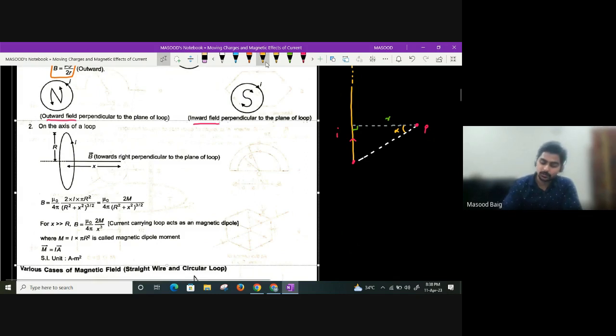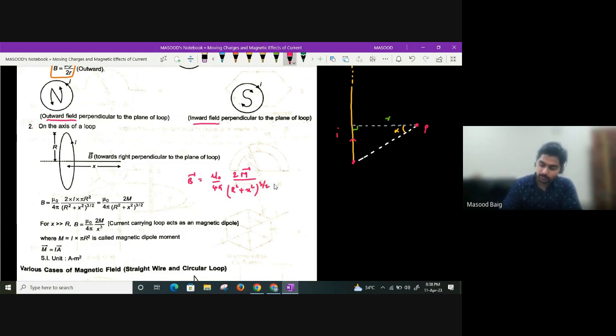So on the axis of the loop, the magnetic field, if I write it in vector form, I'll get it as mu naught by 4 pi, 2m bar divided by r square plus x square whole power 3 by 2. This will be the magnetic field at an axial point. And please do remember, magnetic field will be in the direction of magnetic dipole moment.